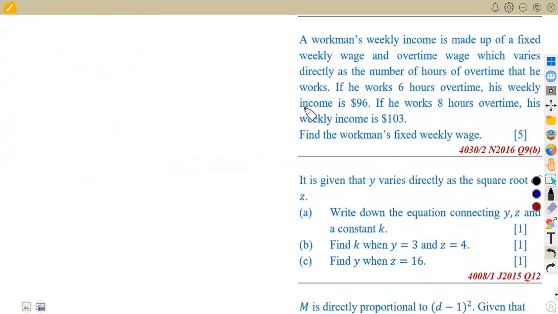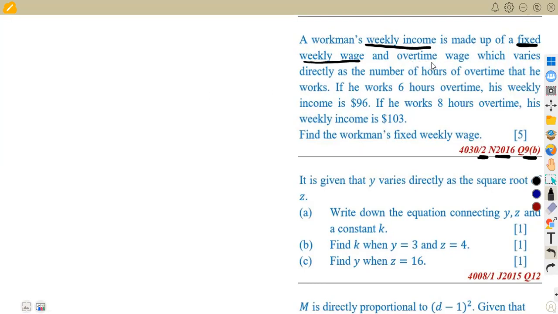All right, then we are given another question, November 2016, question 9B, which is paper 2 in this case. A workman's weekly income is made up of a fixed weekly wage. Let us be specific here. There is a weekly income in this case. This weekly income is made up of a fixed weekly wage, meaning to say it's a constant, it's fixed, it does not change. So we've got a constant.